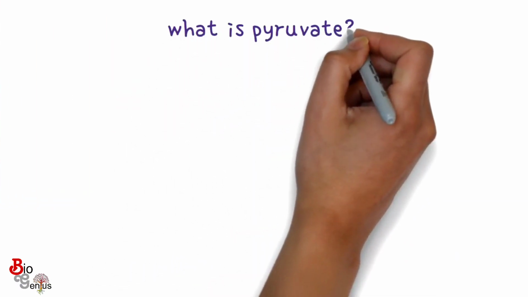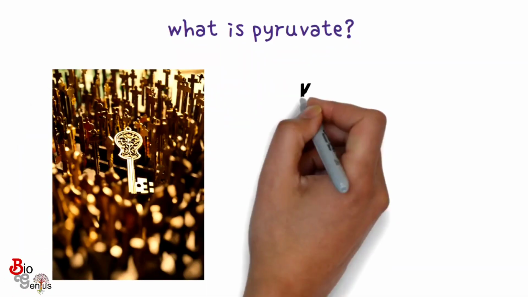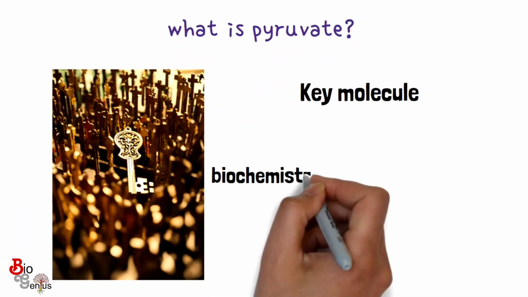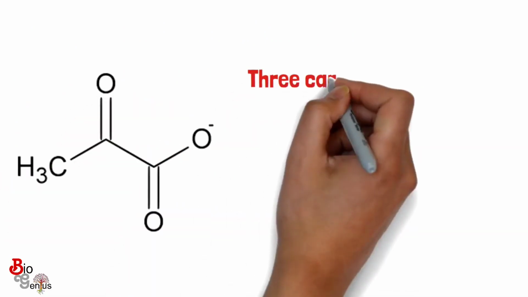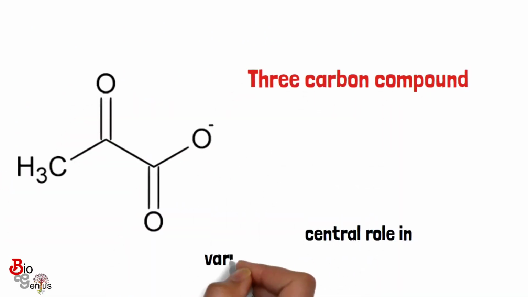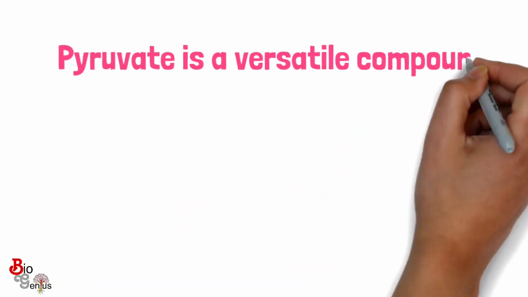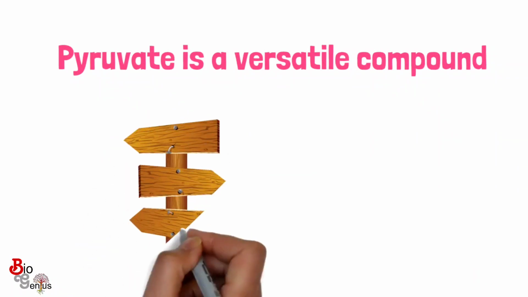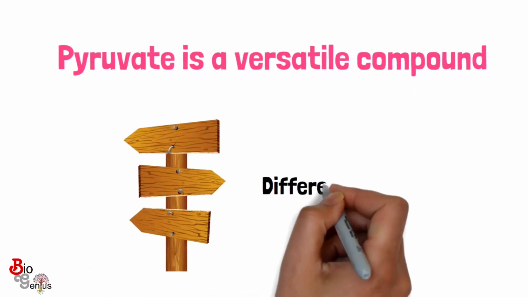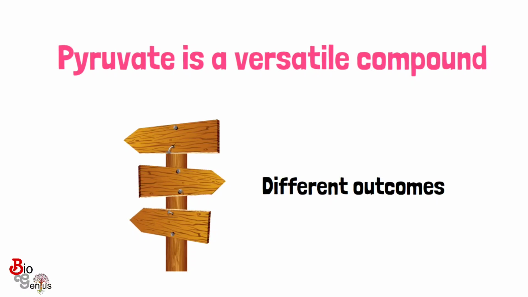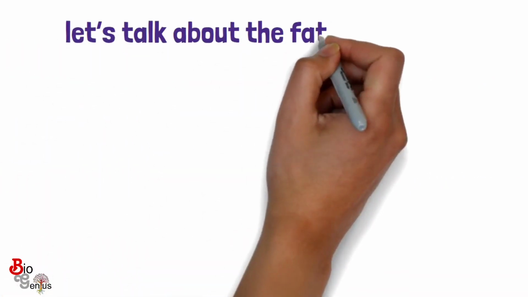So what is pyruvate? Pyruvate is a key molecule in biochemistry and cellular metabolism. It is a 3-carbon compound that plays a central role in various metabolic pathways within the cells. Pyruvate is produced during the breakdown of glucose through a process called glycolysis, which occurs in the cytoplasm of cells. Pyruvate is a versatile compound because, depending upon the cell type and the availability of oxygen, it shows different reactions and outcomes. So let's talk about the fate of pyruvate.